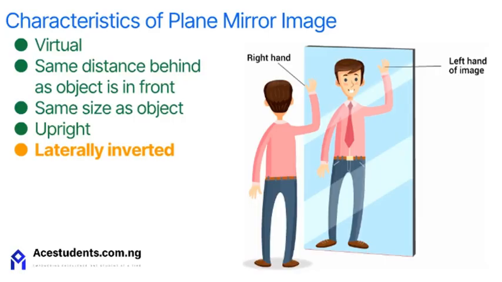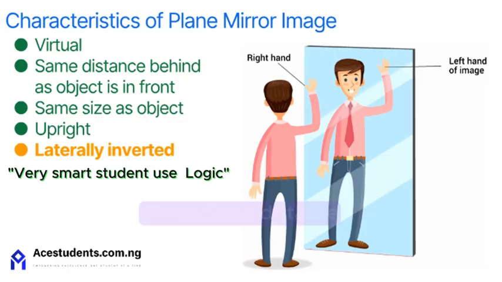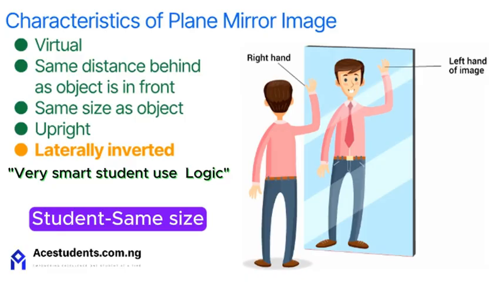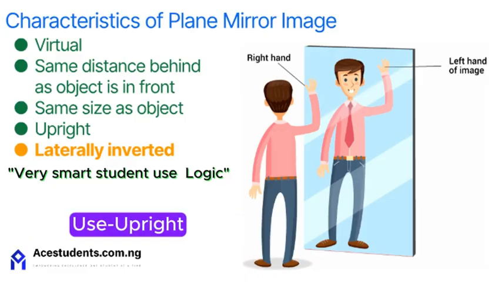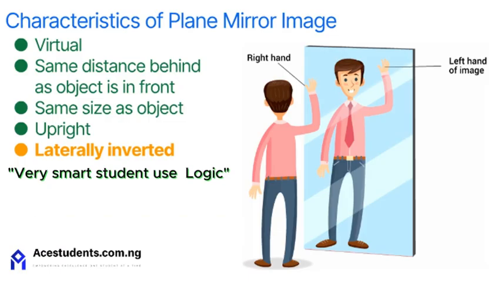To remember the image properties in a plane mirror, use the mnemonic: Very smart students use logic. Very for virtual. Smart, same distance. Students, same size. Use, upright. And logic, laterally inverted. It's a quick way to recall all 5 key features. One more time, the mnemonic is: very smart students use logic.